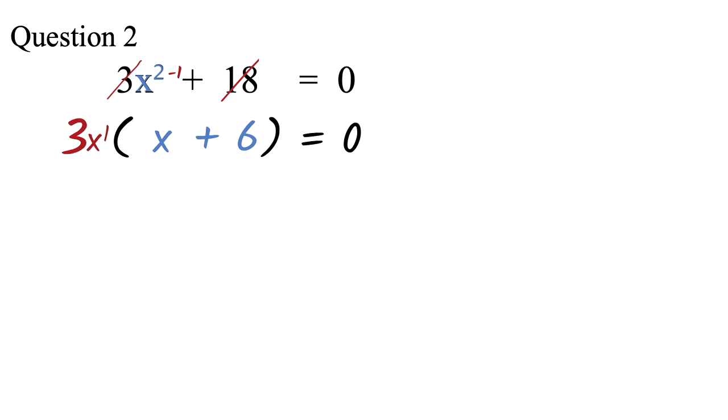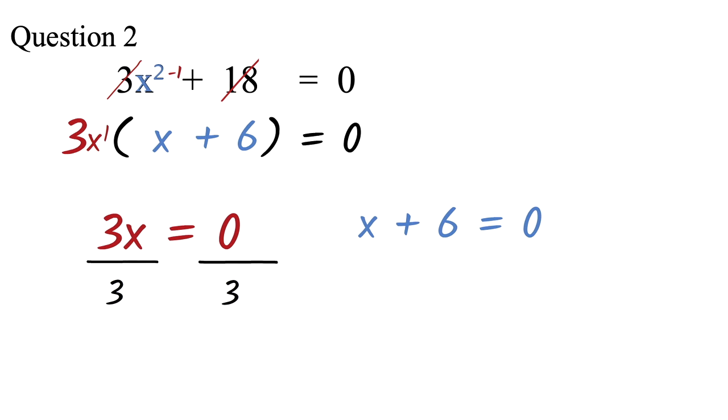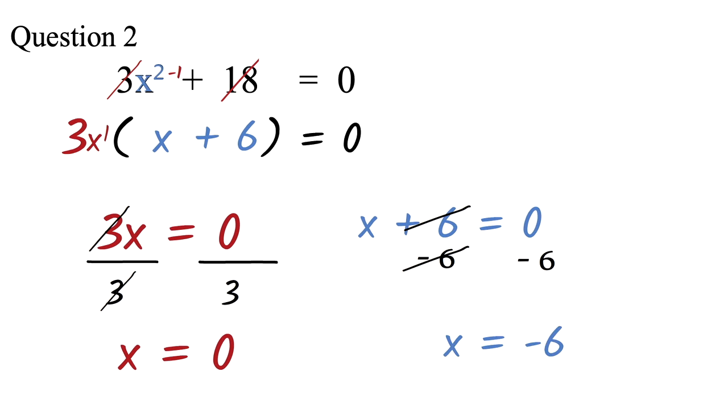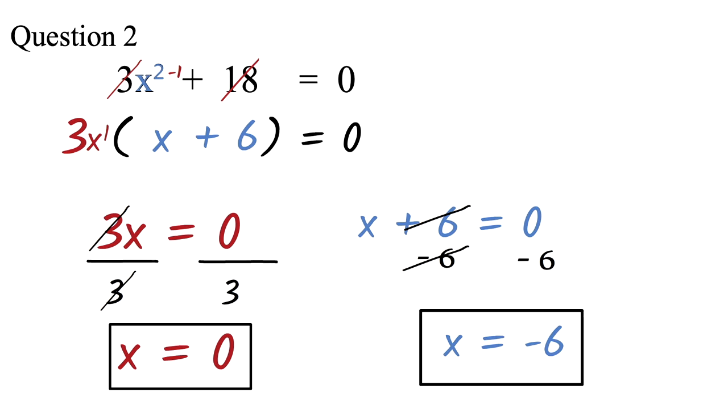Now to solve, we can say either 3x equals 0 or x plus 6 equals 0. We solve for x in both equations. Divide both sides by 3. The 3 will cancel out. 0 divided by 3 is 0. So x equals 0. For the x plus 6 equals 0, we will subtract 6 from both sides. The 6 will cancel out. 0 minus 6 is negative 6. So x equals negative 6. So our answers are x equals 0 or x equals negative 6.